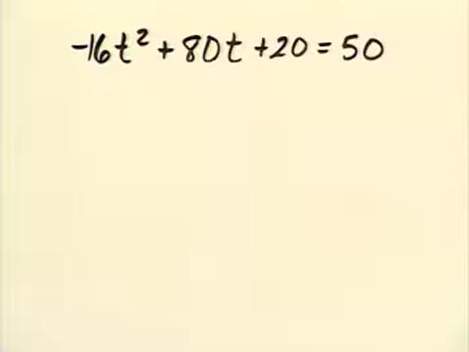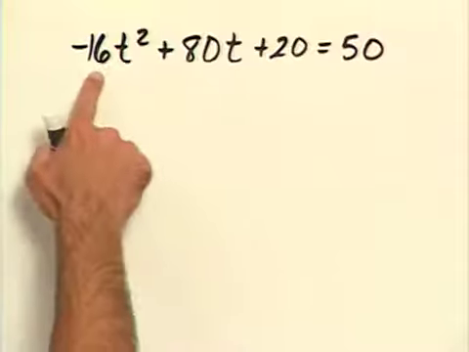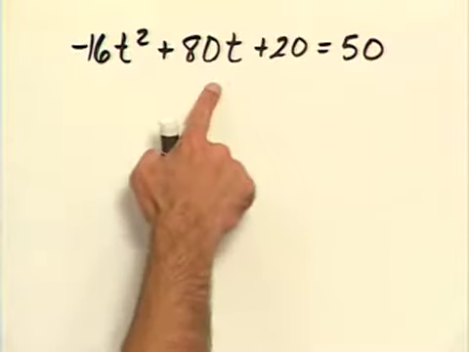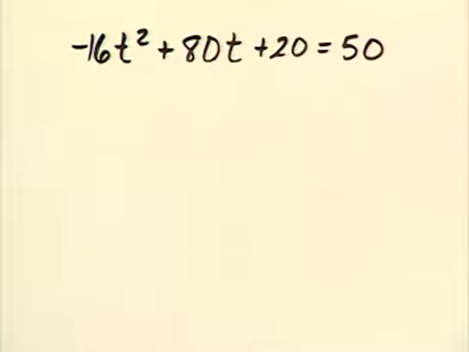To set this problem up, we need to first recognize that if we want to find how long it will take the height of this rock to be 50 feet, we are actually asking ourselves to set s of t equal to 50. So to set s of t equal to 50, we have this quadratic equation: negative 16t squared plus 80t plus 20 is equal to 50. And to solve this quadratic equation, we will solve it using the quadratic formula.